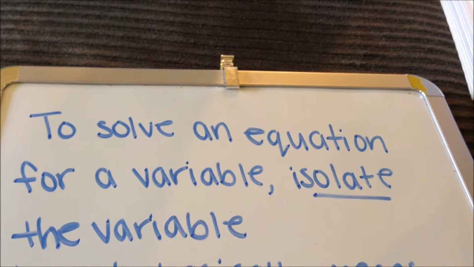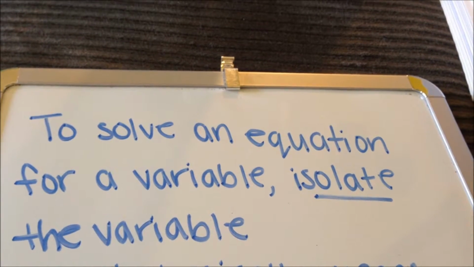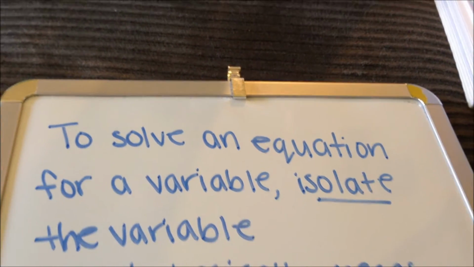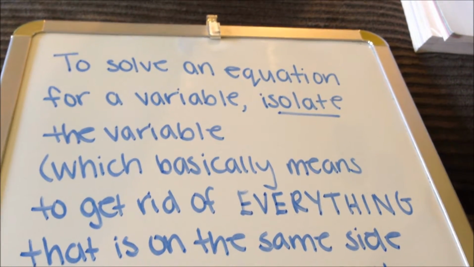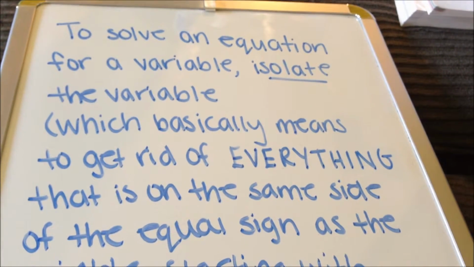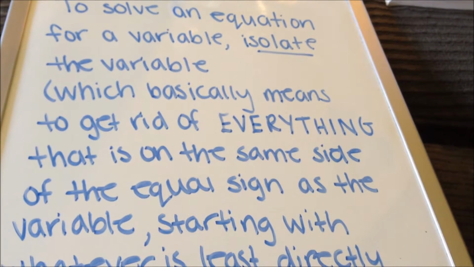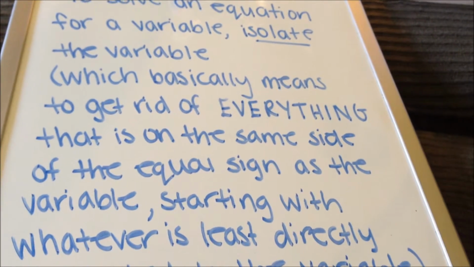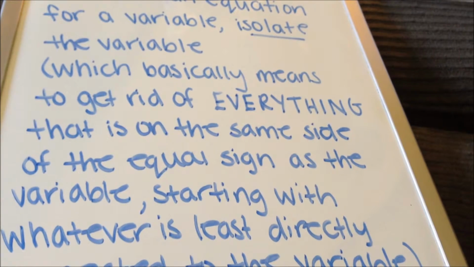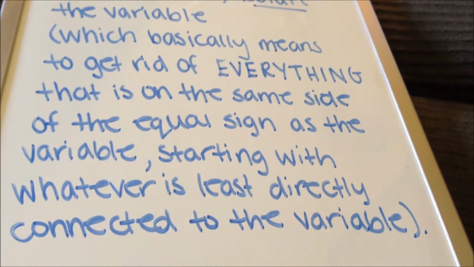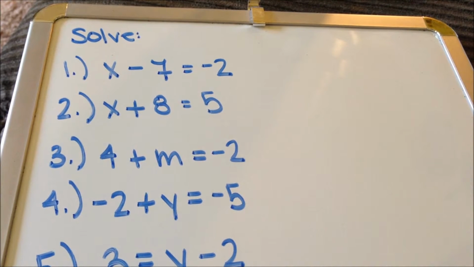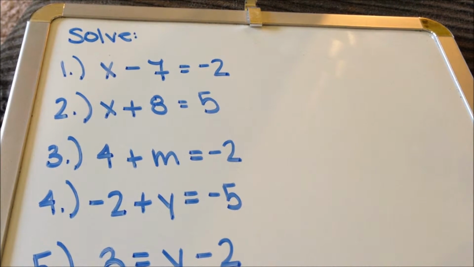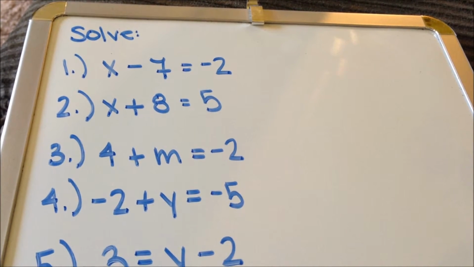To solve an equation for a variable, you want to isolate the variable. That basically means to get rid of everything that is on the same side of the equal sign as the variable itself. And you want to start with whatever is least directly connected to the variable. The first set of problems we'll solve involve adding a number to or subtracting a number from each side of the equation to isolate the variable.